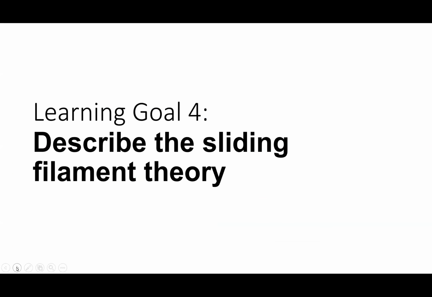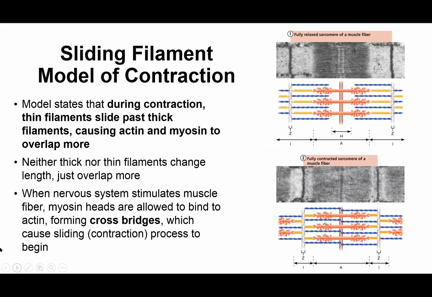So we're going to begin this discussion by talking about the sliding filament theory. This theory or model states that during contraction, our thin filaments are going to slide past our thick filaments, thus causing actin and myosin to overlap more. It's important to note that neither the thick nor the thin filaments are actually changing their length. They're just going to be overlapping more.